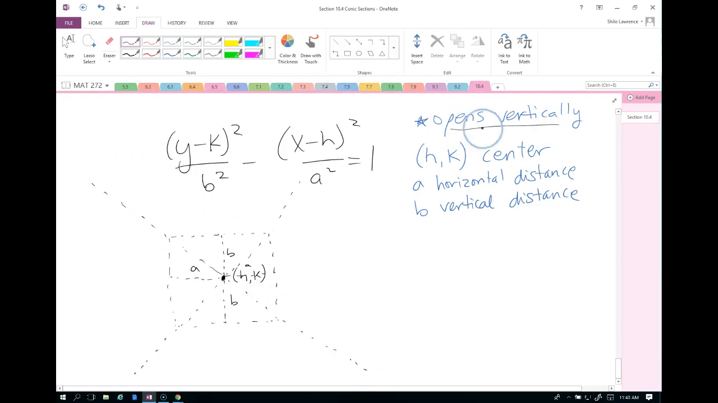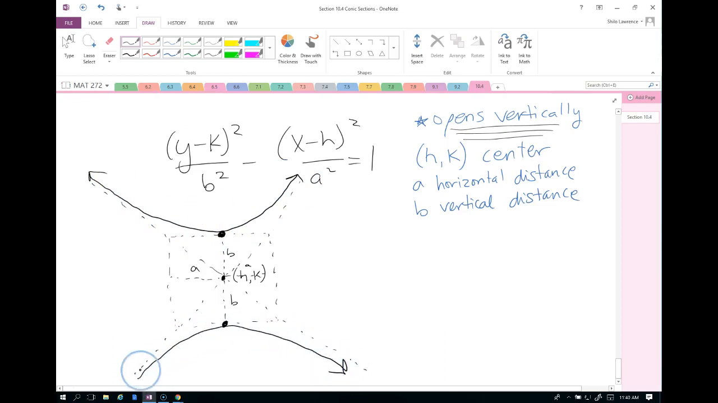The only thing different is we said this one's going to open vertically. So now my vertices are at the top and the bottom when I moved B units away from HK, and I'm going to follow my asymptotes in to that point at the top and the bottom. And that would be my hyperbola.